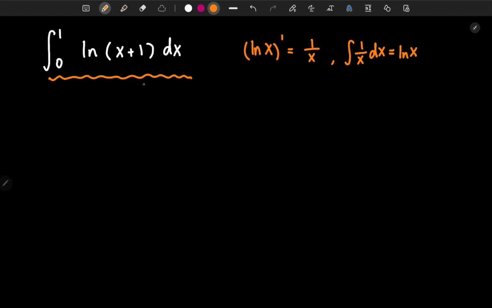However, in this case, we are integrating the natural log instead of 1 over x. Therefore, it's a little bit trickier than just directly using the equation. In this question, we're going to use a technique called integration by parts. Integration by parts is essentially taking the original function and breaking it into two different functions that are easier to integrate.